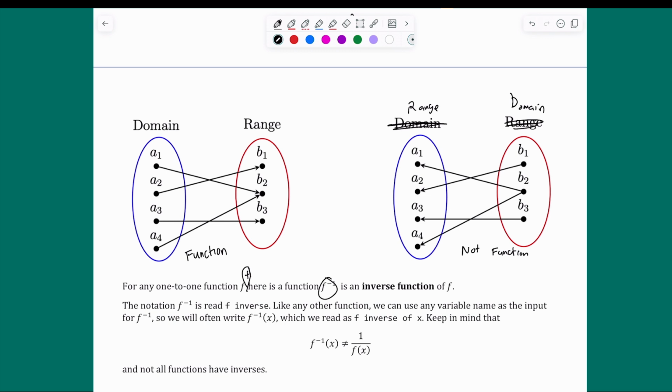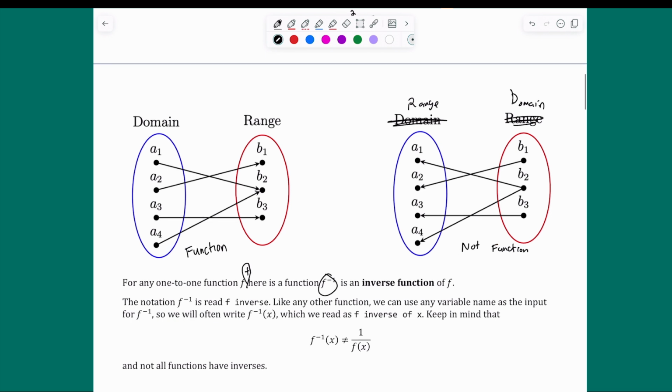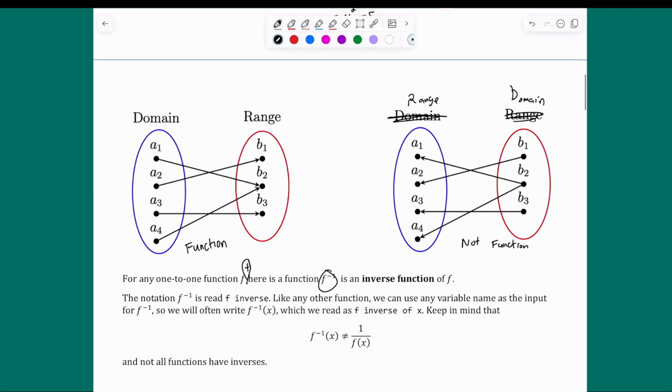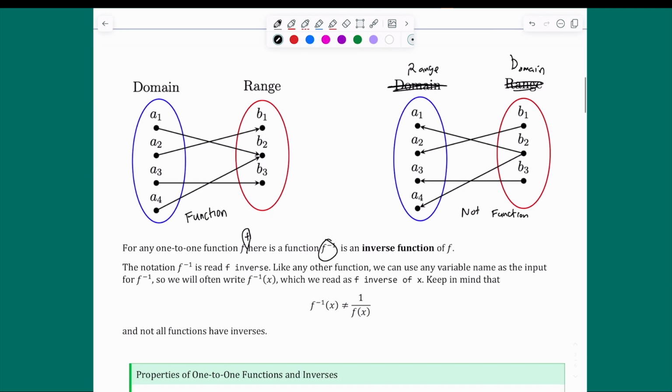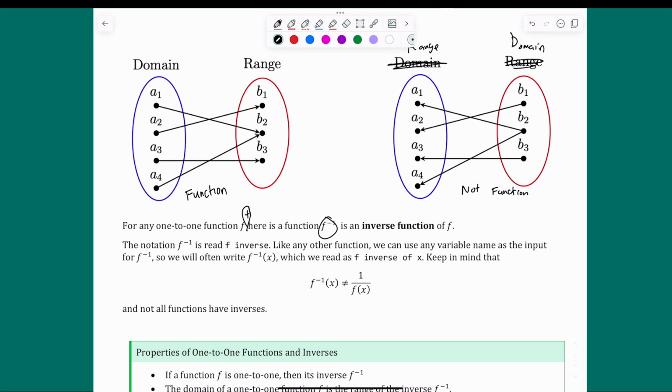Like any other function, we can use any variable name as the input for the inverse function. So we will write f inverse of x, which is read as f inverse of x. Keep in mind that this does not mean reciprocal. So in other words, f inverse of x is not equal to 1 over f of x. And once again, not all functions have inverse functions. Let me state that again, not all functions have inverses, or an inverse relation that is also a function.